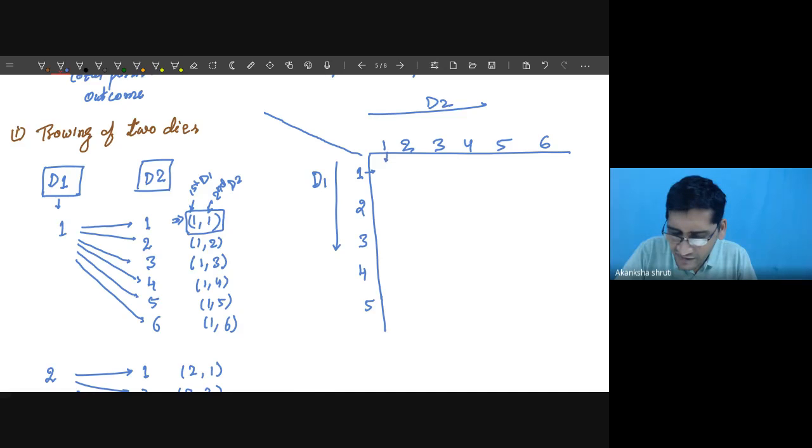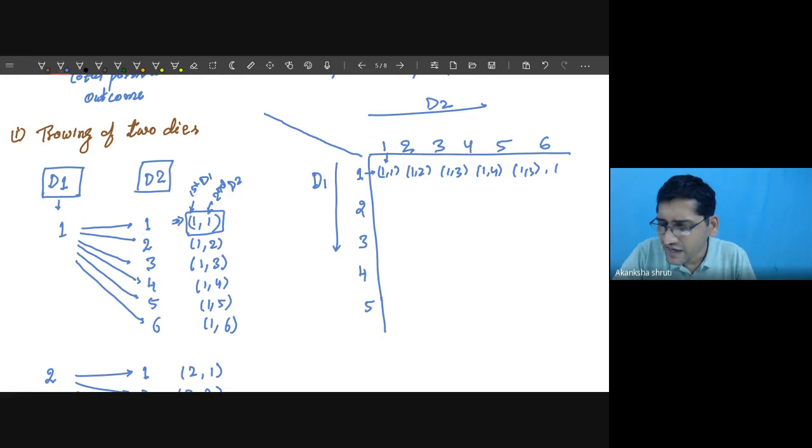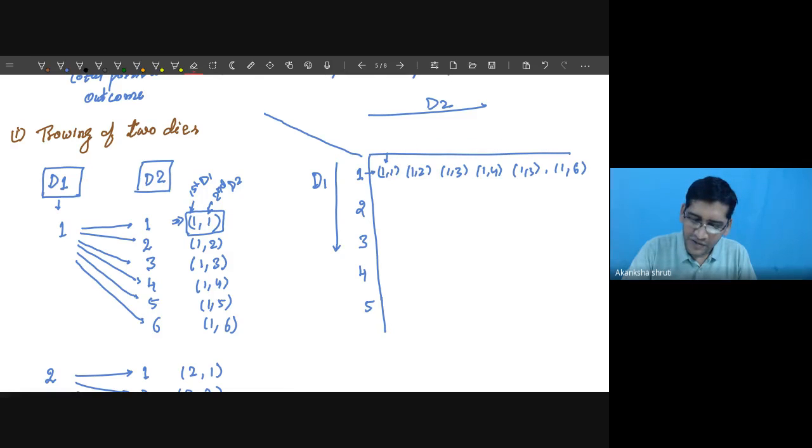Then these pairs can be allocated easily. Keeping 1 on the first die, I may get 1 here, means 1,1. This is one pair. Keeping 1 on the first die, I may get 1,2, then 1,3, 1,4, 1,5, 1,6. These are the possibilities for 1 on the first die. The same thing can happen for getting 2 on the first die, so we have to write that one also. The same for 3 on the first die. That way, all the pairs we need to write.